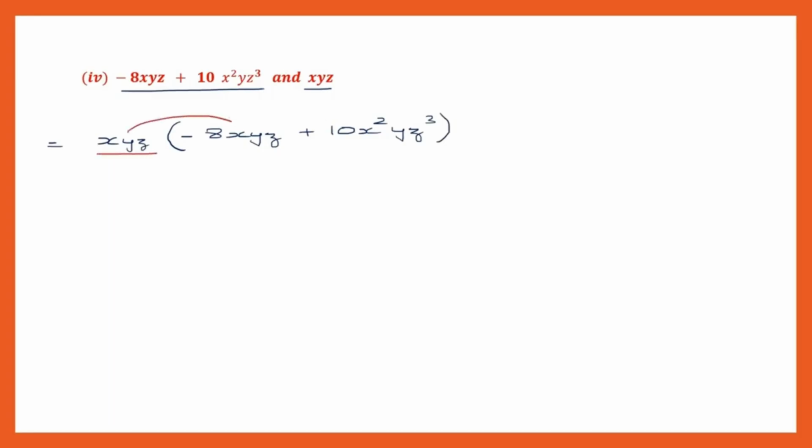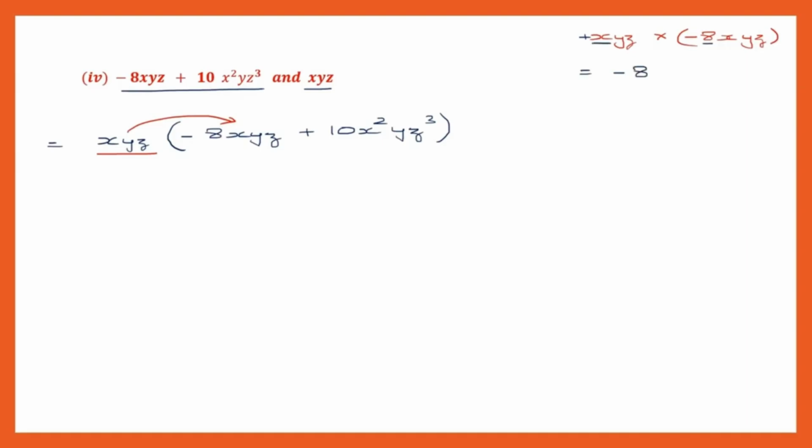xyz into minus 8xyz. Let's do that. xyz into minus 8xyz. So here the sign is minus because this is plus. Plus into minus is minus. Number is 8. So let's write only 8. Now let's look at the variables.